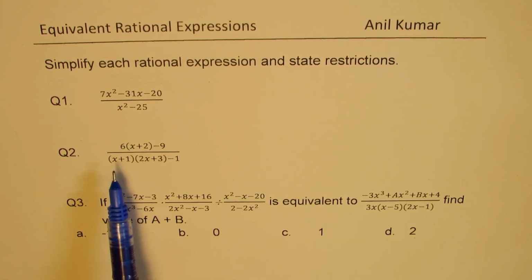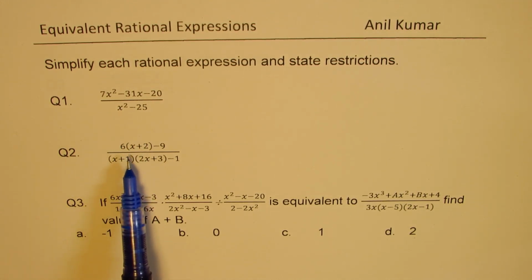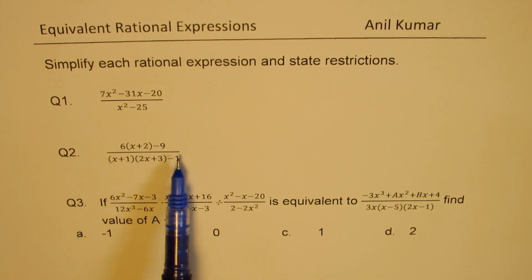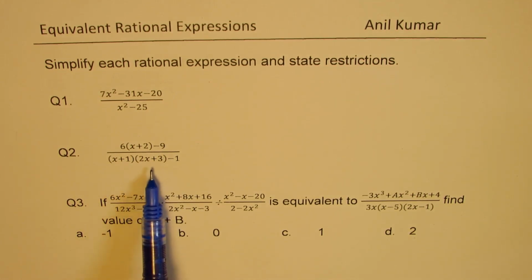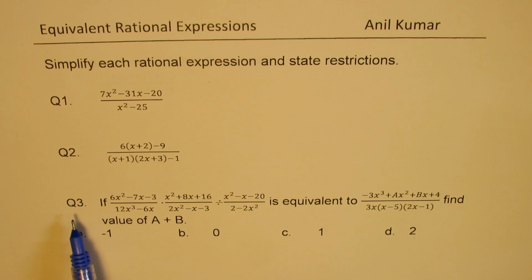Question number 2 is 6 times (x plus 2) minus 9 over (x plus 1) times (2x plus 3) minus 1. Question number 3, I have actually modified.